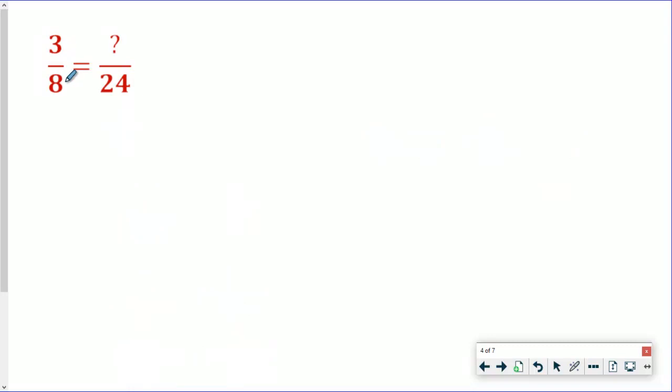The first fraction given is 3 by 8, and in the second fraction only the denominator value is given. We want to find the numerator value. Here the two fractions are equal, so these two fractions are equivalent fractions. Equivalent fractions means we multiply both numerator and denominator by the same number. In one fraction the denominator is 8, in the other fraction the denominator is 24. The first numerator value is 3, and we want to calculate the other numerator value.